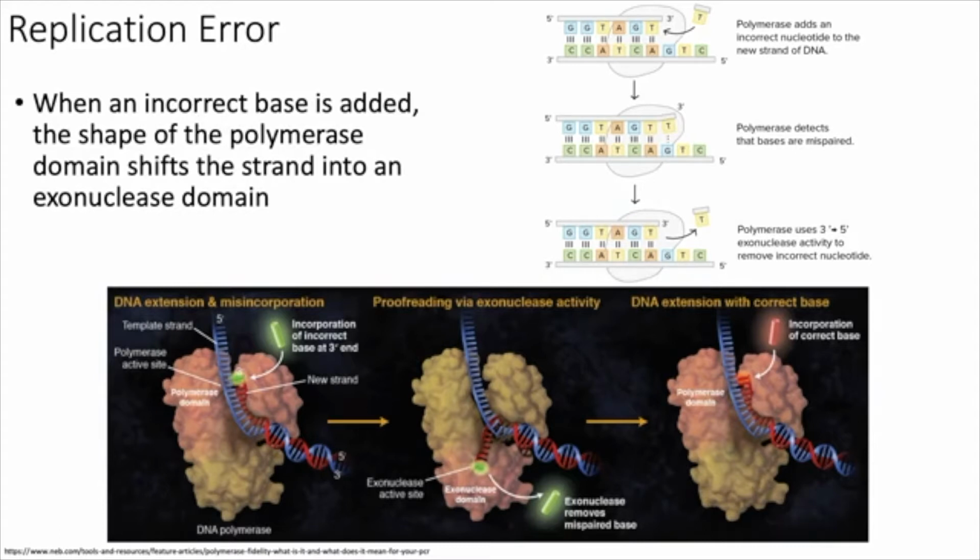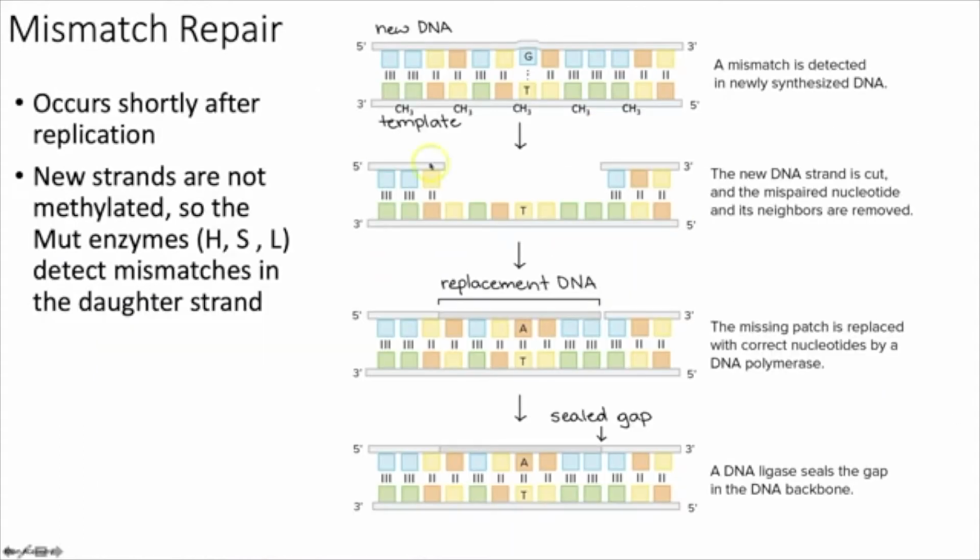Now, let's say a mistake happens. You're going to fix most of the mistakes with this process, but every now and then you're just going to accidentally incorporate one. Well, there's something interesting that happens. When you make your new strand, the parent strand is on the bottom and the daughter strand, the one we just made, is on the top.